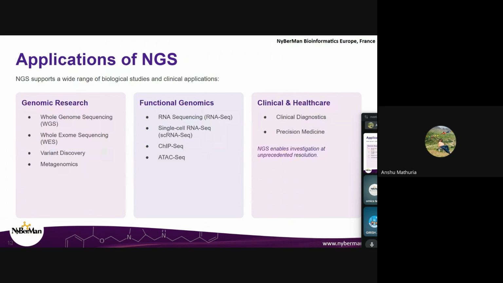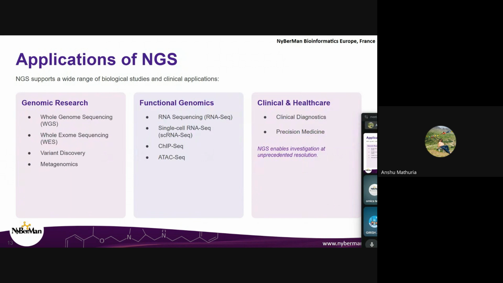So now the application of NGS is in multiple sectors. It starts from genomic research to functional genomics and moving on to clinical and healthcare. In genomic research, it is widely used for whole genome sequencing and whole exome sequencing. So what is the difference between whole genome and whole exome here? If we talk in terms of transcription, we know that the entire genome is not copied to form an RNA. There are certain exons, there are certain introns. Only the exons are taken and the introns are removed, right?